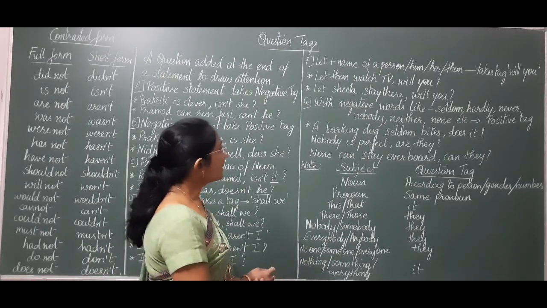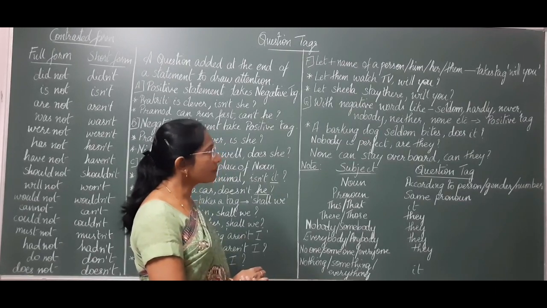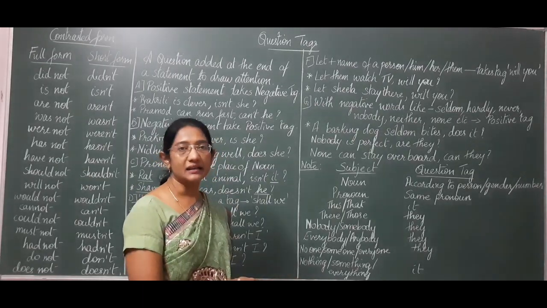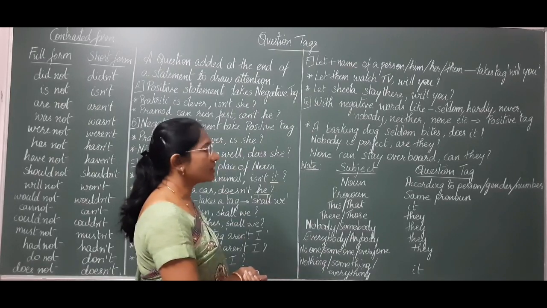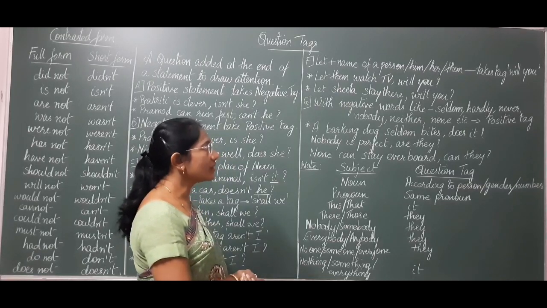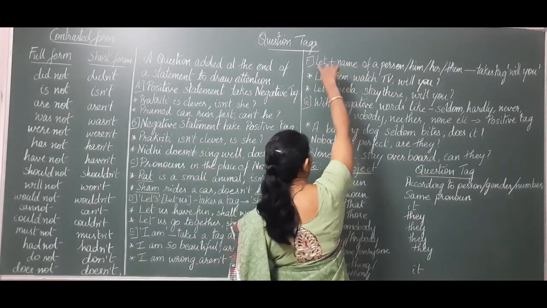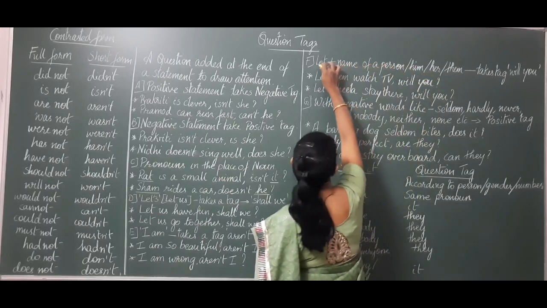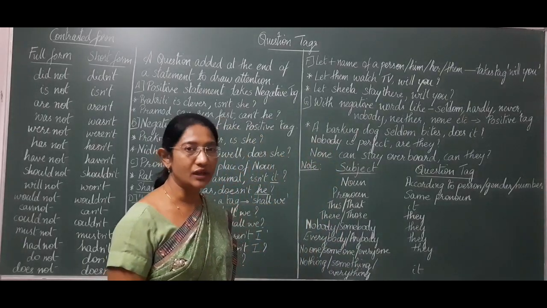Next, let plus name of a person, him, her or them. Pronouns him, her or them after let, takes tag as will you. Example, let them watch TV. Will you? Let Sheila stay there. Will you? So, after let, we use either a name or a pronoun, him, her or them. All these statements take a tag will you.